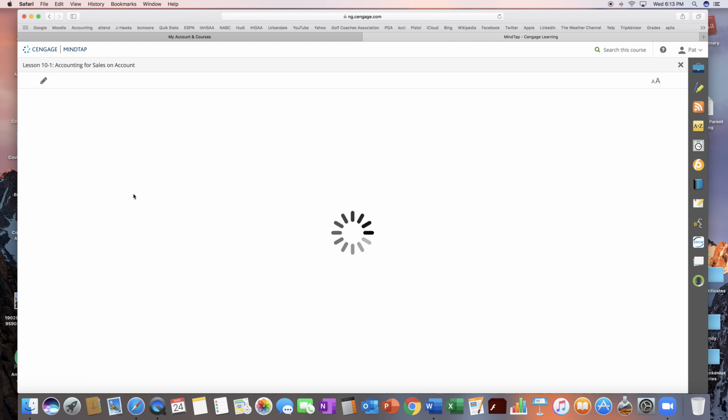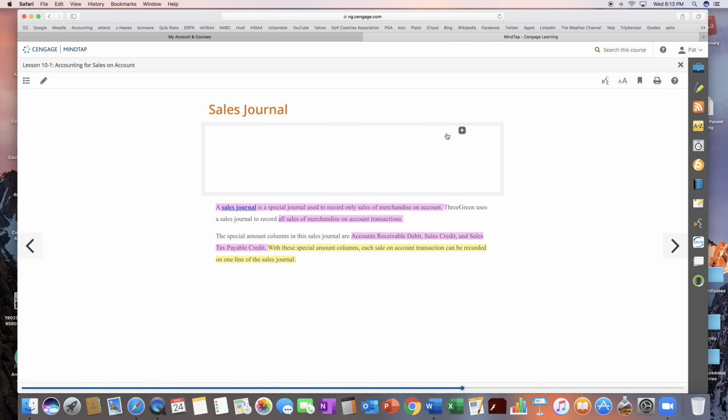See if this is, oh, yeah, I'm losing my pictures. Sales journal. This is what the sales journal will look like. It has the 3 special amount columns. They're special amount columns because they have accounts receivable, sales, and sales tax payable. All 3 titles of the columns are general ledger accounts.